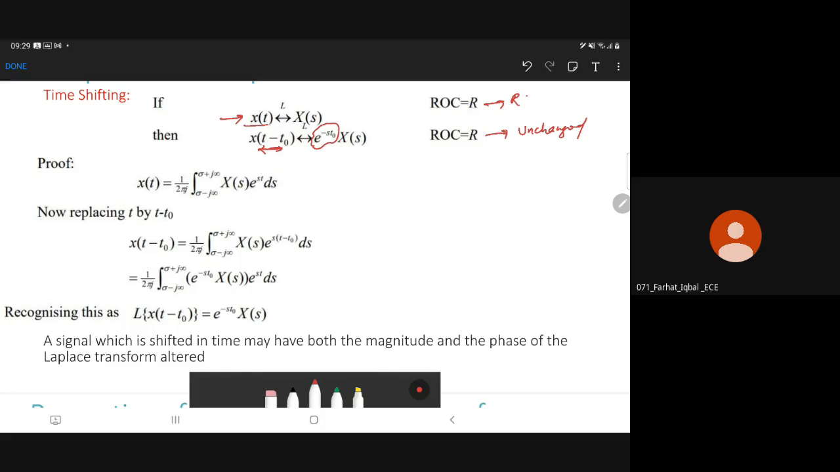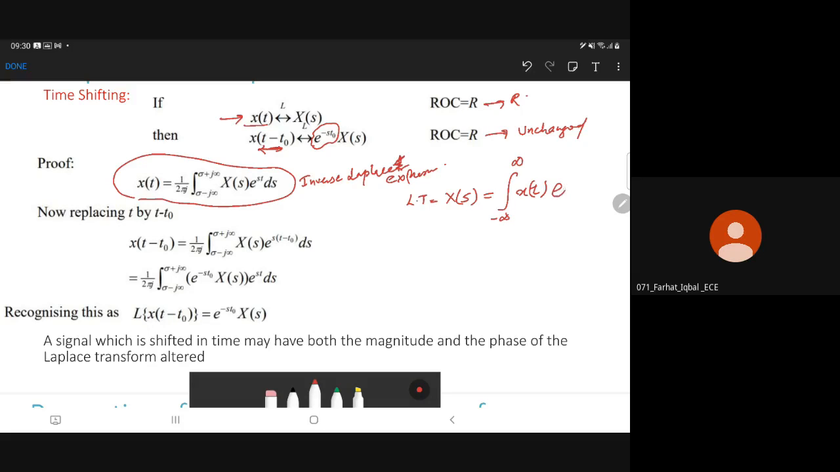This is basically the inverse Laplace transform general equation. This is the inverse Laplace expression. Why? Because in the Laplace transform expression we get X of s as output, and we know it is equal to the integral from minus infinity to plus infinity of X of t, the input signal, times e raised to power minus st dt. So this is the Laplace transform equation, but this is the inverse Laplace transform equation.